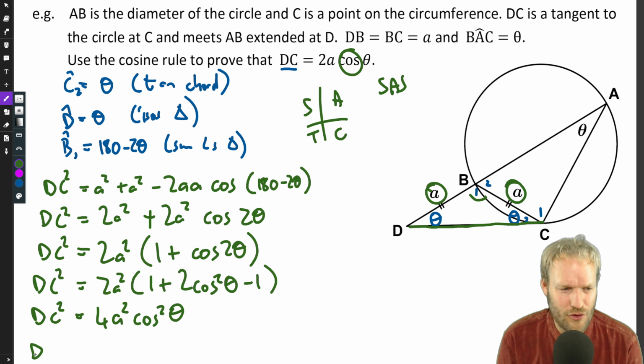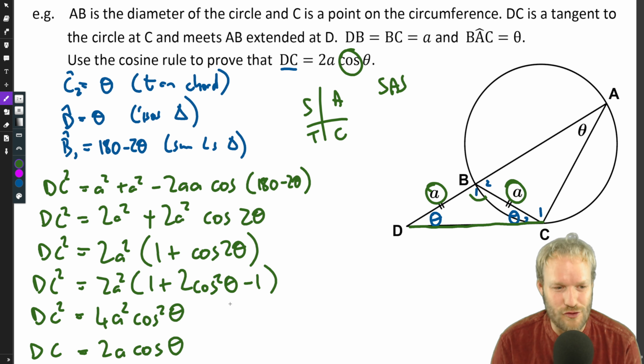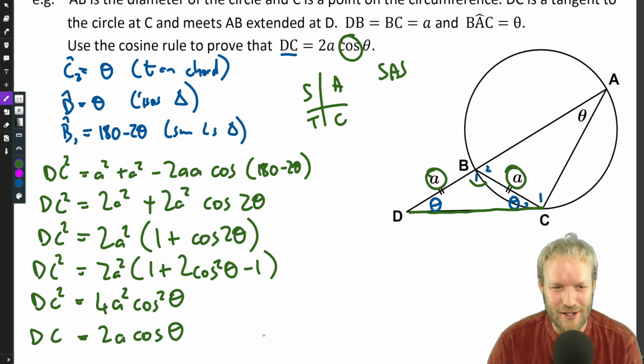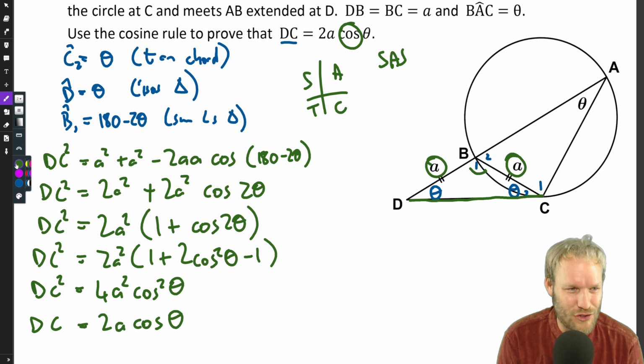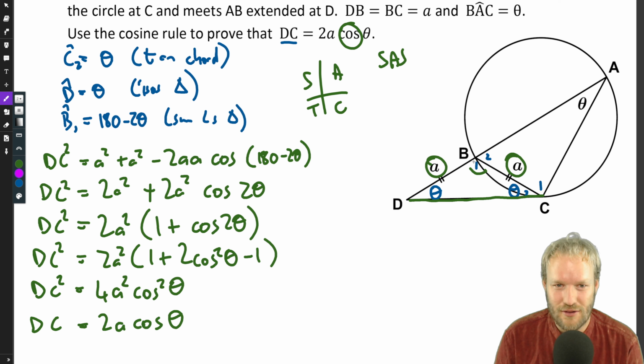So if we square root the left hand side and square root the right hand side and think in terms of positives, then we've got DC equals 2a cos theta, which is what we're required to prove. Now at the beginning I got all excited because I said, now wait a second. We could actually solve things over here and say, this angle here, B1, we said now was 180 minus 2 theta from the triangle BDC.